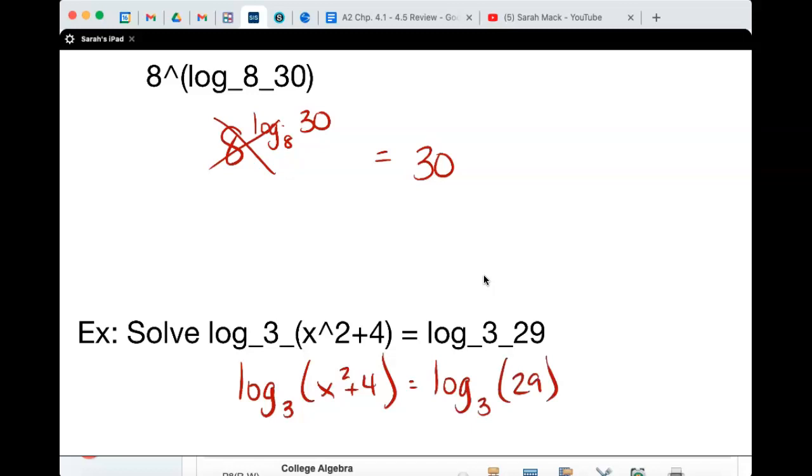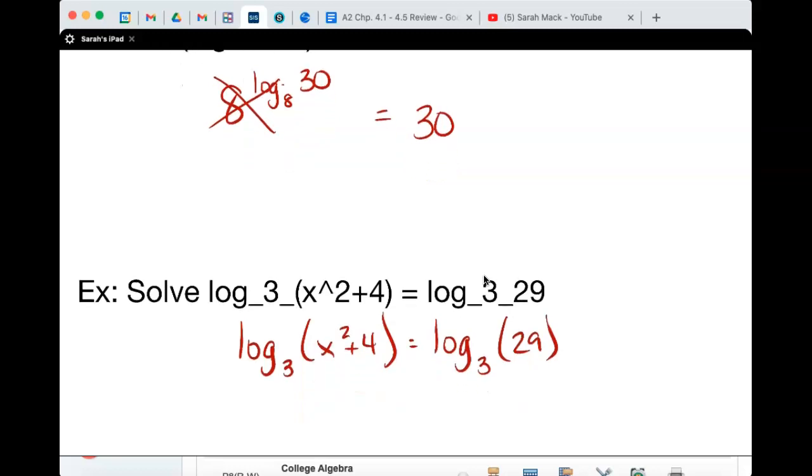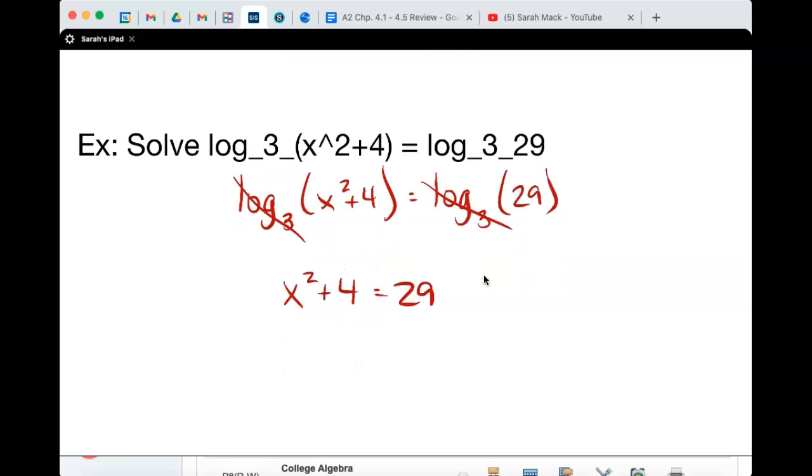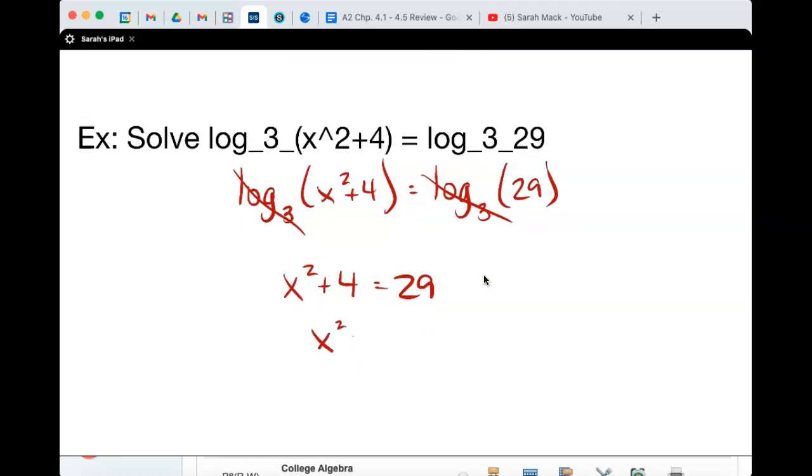Here's the other one. It's the one-to-one property, so I just have x squared plus 4 equals 29. It's like solve for x.